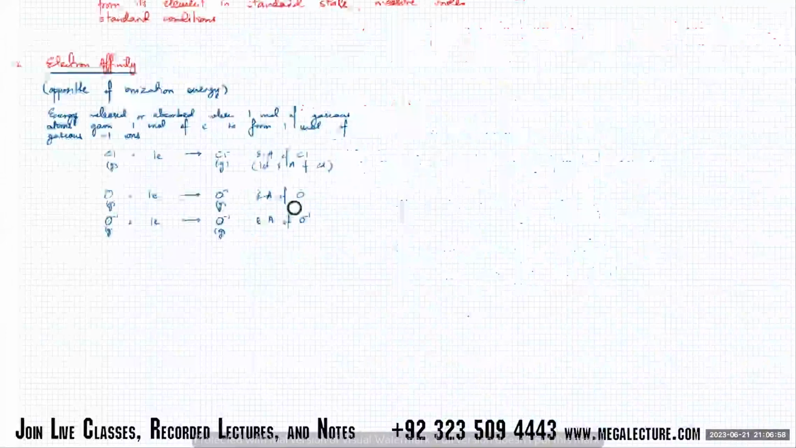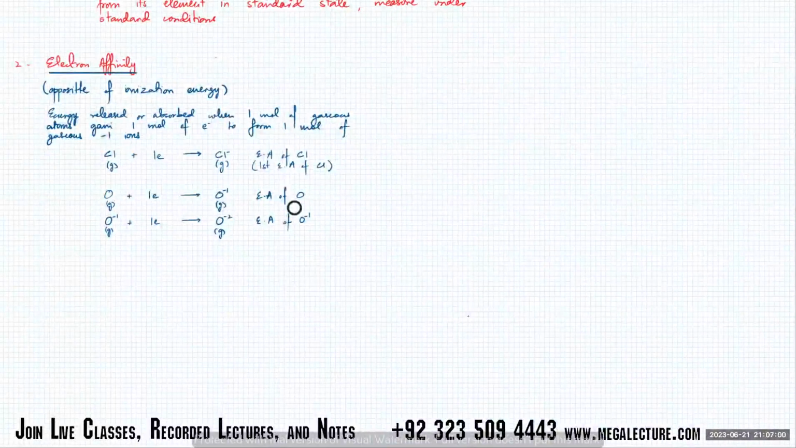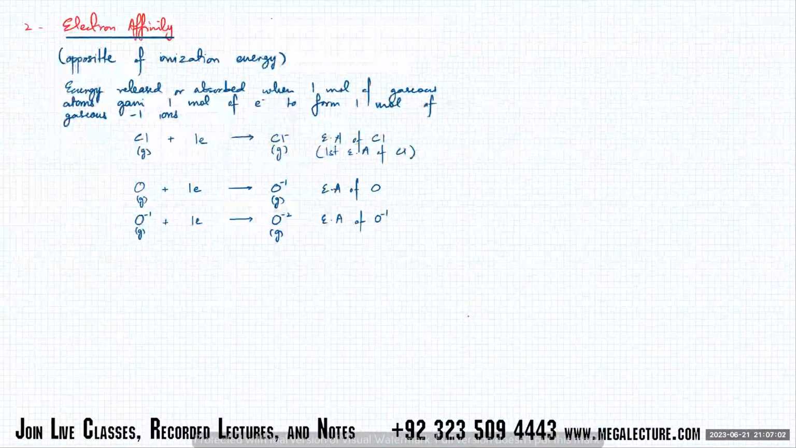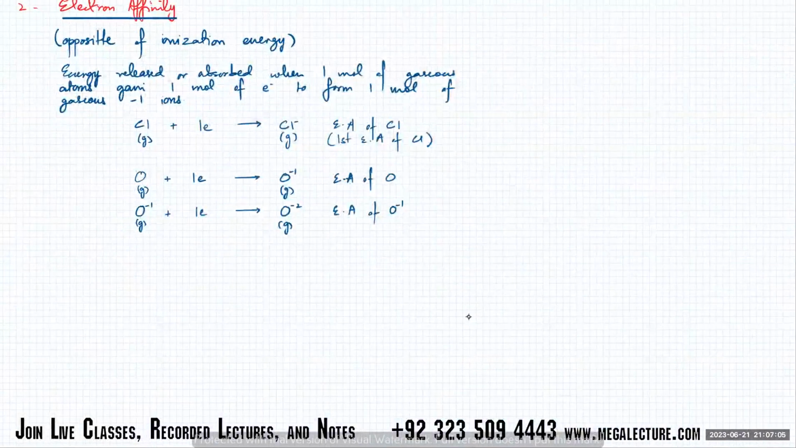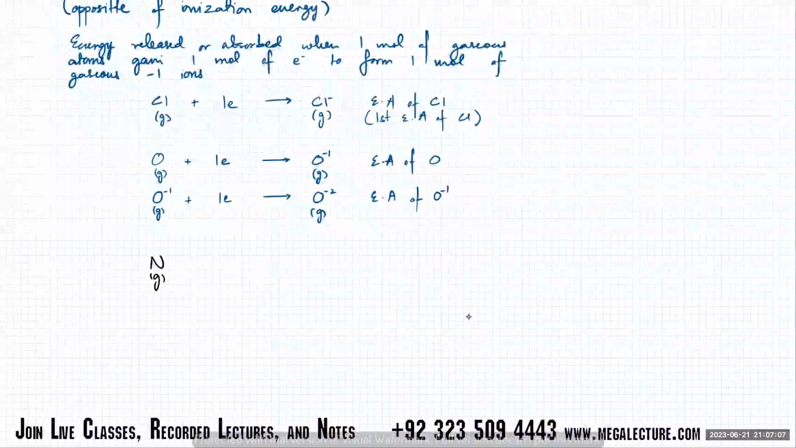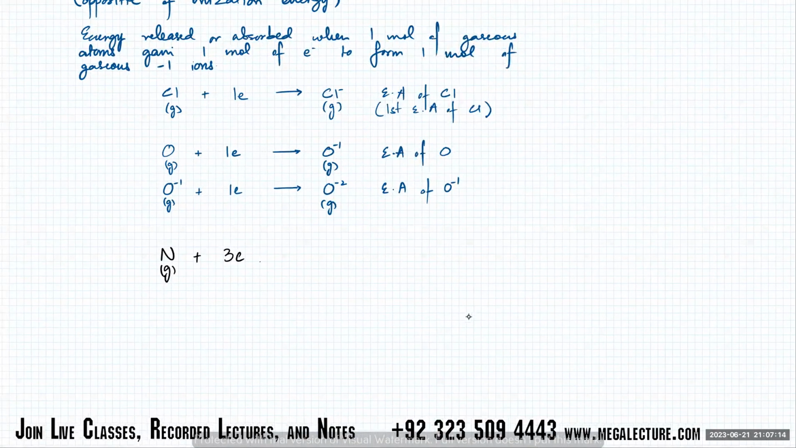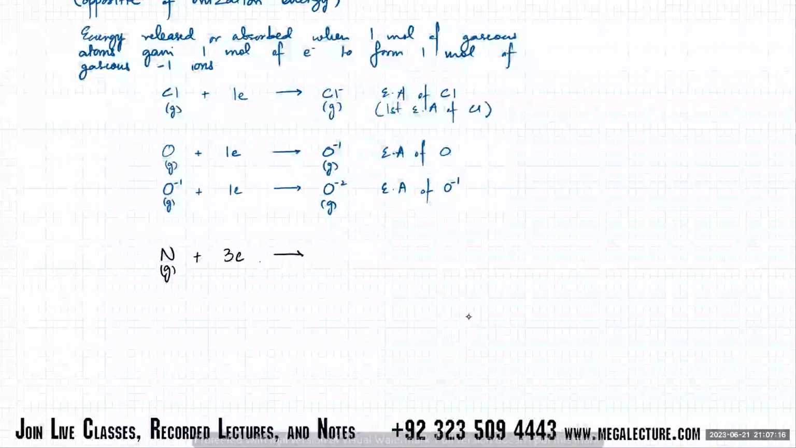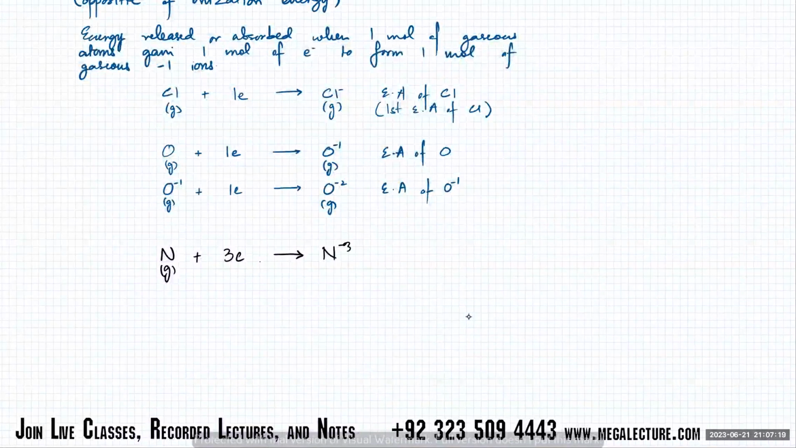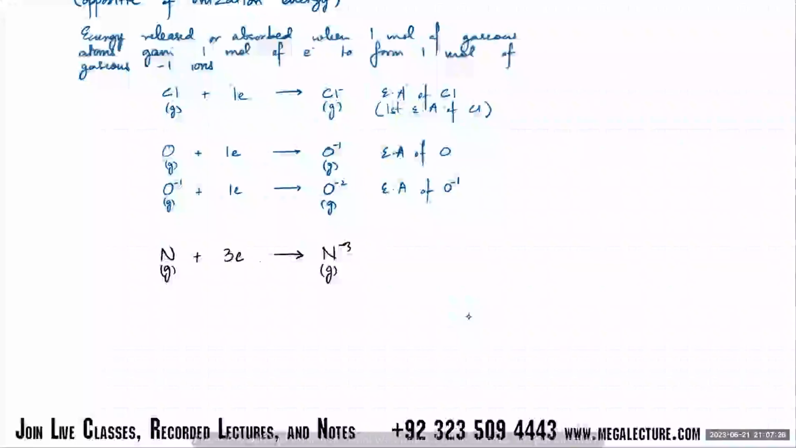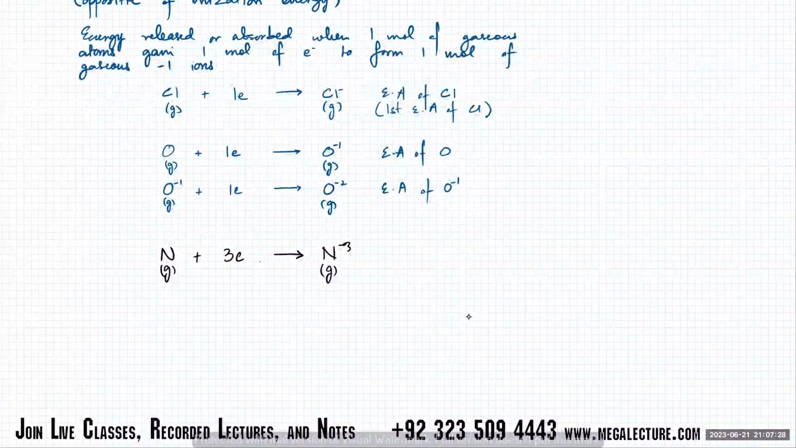For example, you might see this thing. There's a gaseous N atom, and it's gaining 3 electrons, and when it gains those 3 electrons, it becomes N minus 3 gaseous. Now this one is basically 3 electron affinities. This is the electron affinity of all three combined, in this case.